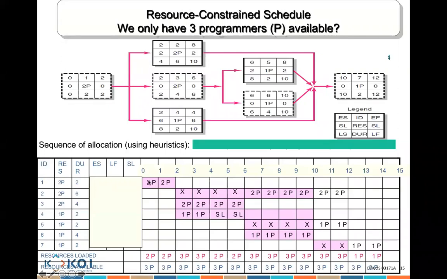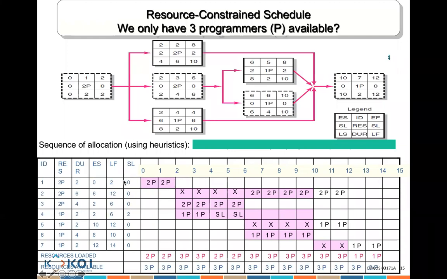So ladies and gentlemen, we can see now that early start is 0 and latest finish is 2, slack is 0. Here, for example, you see start in day 2 and latest finish is 6. Why? Because we have a slack. So early start is 2, latest finish is 6. Here, early start is 2, latest finish is 12, 0 slack. Here, early start is 10, latest finish is 12.